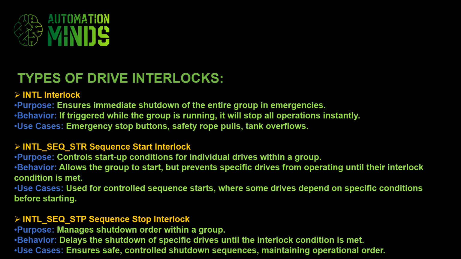The sequence start interlock works slightly differently. If this interlock is not fulfilled, the group can still start, but the specific drives for which the interlock condition is not met will not turn on until the interlock condition is satisfied. If the drive is already running and the sequence start interlock is triggered, only that specific drive will stop, while the rest of the drives in the group will continue to operate.